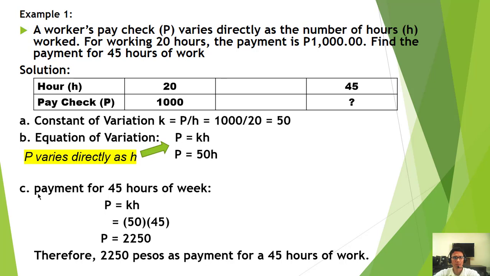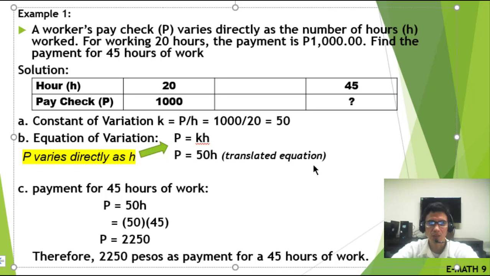And we have to find the payment for 45 hours of work. So we just copy the translated equation, P is equal to 50H, to find the payment for 45 hours of work. So for 45 hours, 45 is our hours, so assign 45 as our time to H. So we multiply them. 50 times 45 is equal to 2,250, the payment for 45 hours of work. Therefore, 2,250 pesos as payment for the 45 hours of work.